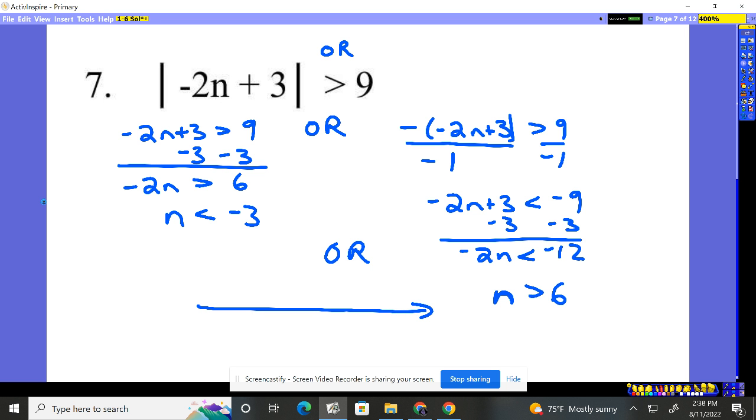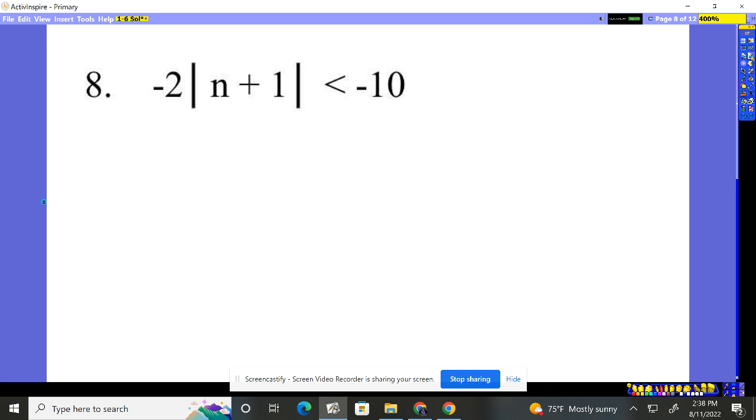On a number line, here's -3. We want n's less than -3, so they're going that way. Greater than 6. Here's 6. They're going that way, moving away. One's moving one side, one's moving the other because we want to be more than 9 feet away from wherever that object is.